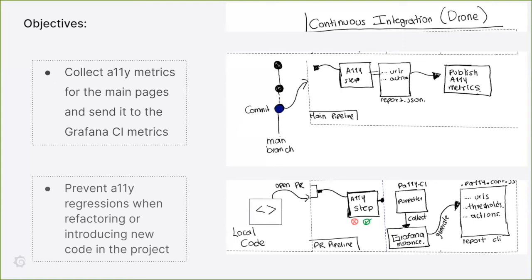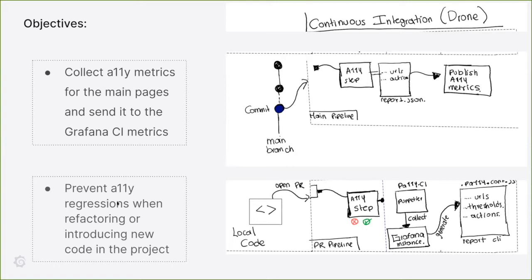These drawings that I tried to do this afternoon represent an overview of the approach. For the first one, for every commit in the main branch, we added an accessibility step in our continuous integration. We used Drone. This accessibility step was generating a report with all of the issues. Then we send this data to a dashboard that we have for metrics.